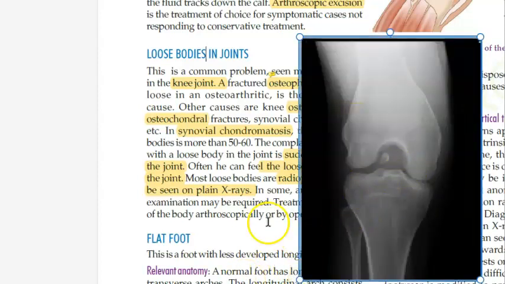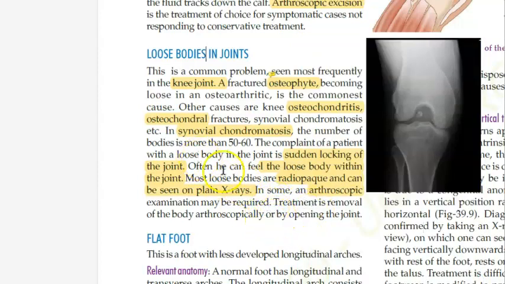What will happen? Because of pain or something, there is sudden locking of the joint. This is pseudo locking, they are saying. And also the patient can feel some loose bodies inside. Okay, and in the X-ray you can find that there are loose bodies. So what will you do? Either arthroscopically you will have to go and remove these loose bodies, or you will have to open up the joint and remove the loose bodies.